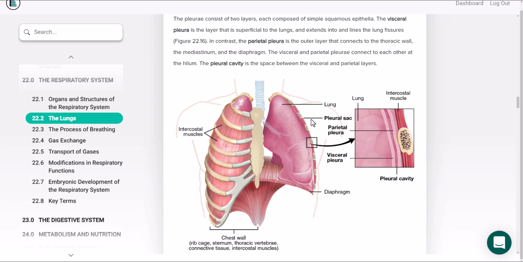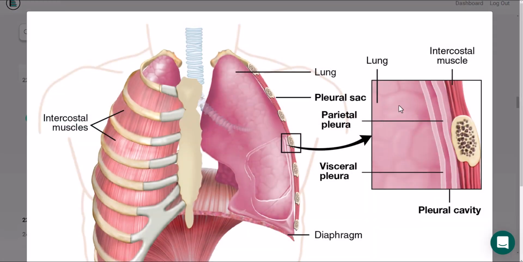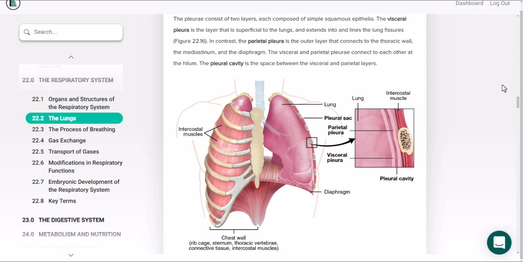Now, what happens, however, if there's a puncture? What if there is a break in between the muscles and the rib cage and the actual lung? And if there is a puncture, that's called a pneumothorax. A pneumothorax basically causes the lung to collapse. So if a person has some sort of trauma, and sometimes a lung will simply collapse, what we call idiopathic, without any real known reason.